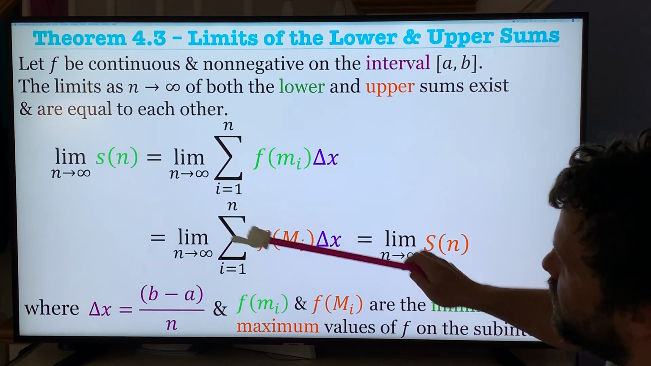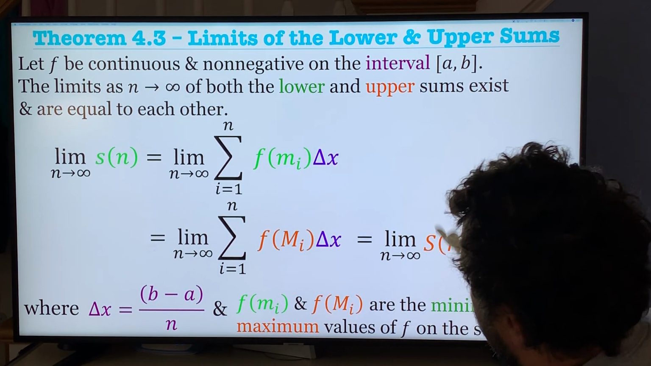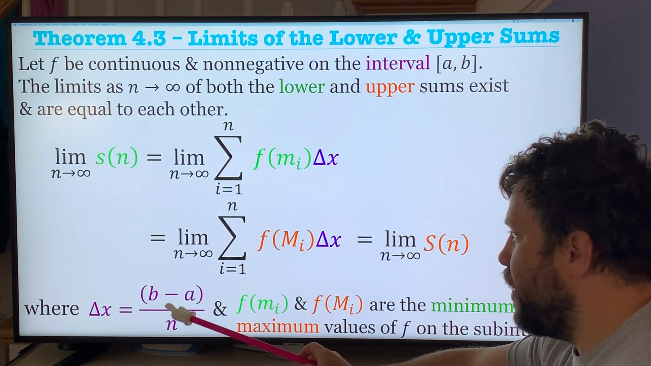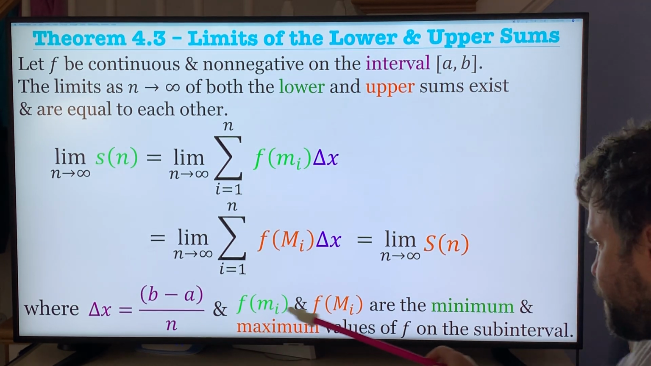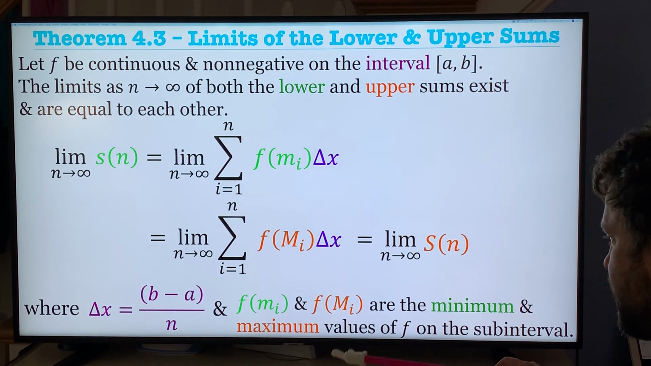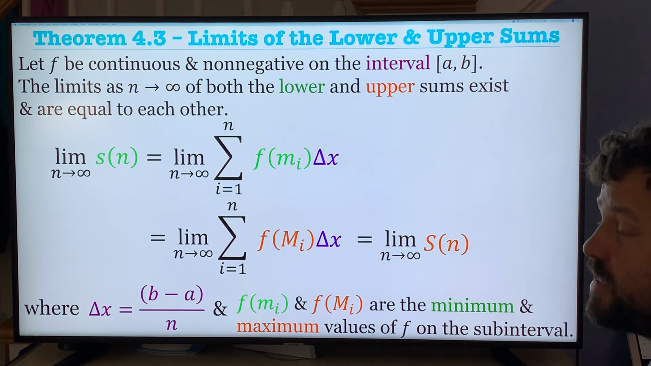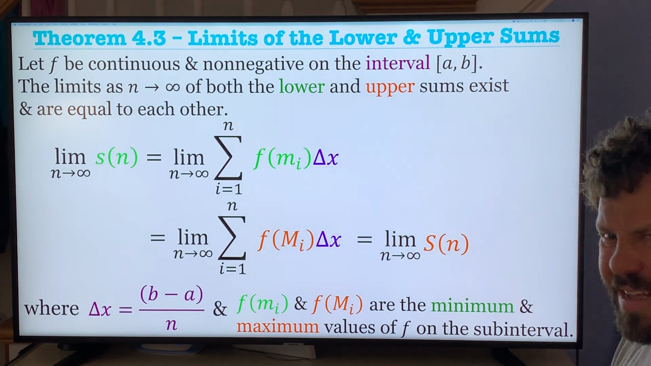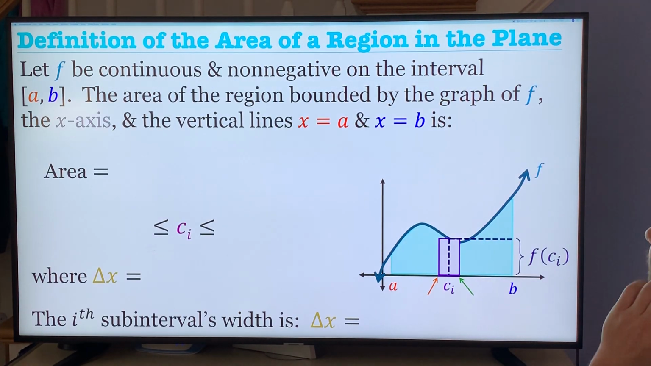So what we want to do is get the lower limit sum and the upper limit sum equal to each other, where delta x and these things are the minimum and maximum at the same time of the subinterval. Okay? Seems like a lot of work, right? It's really not that hard.